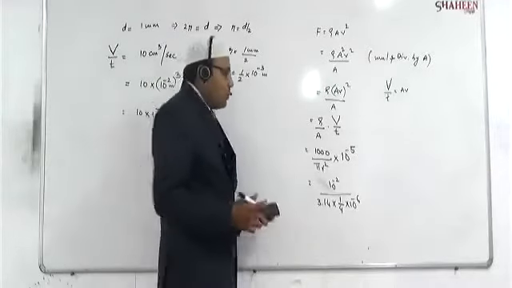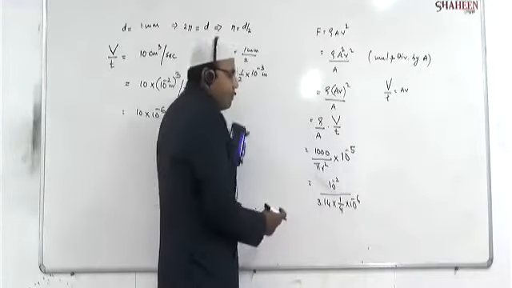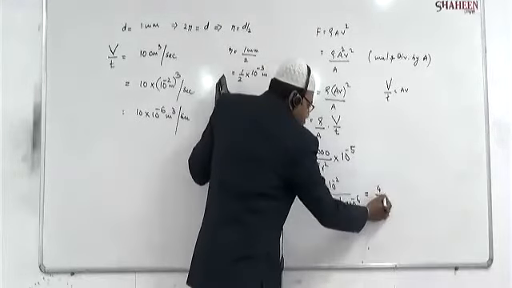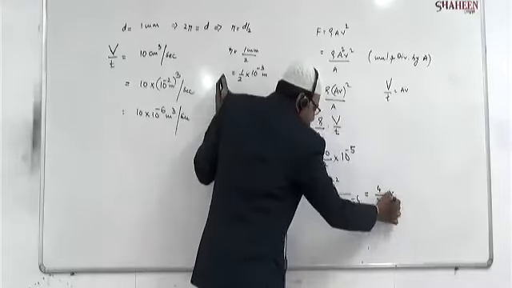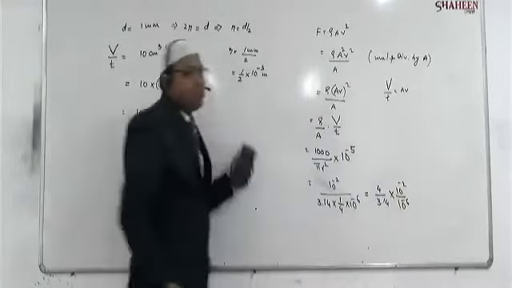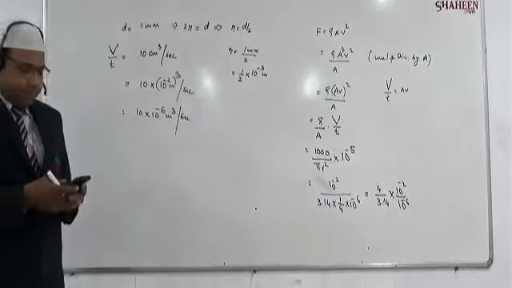So therefore if you take this up, so what it becomes, 4 by 3.14 into 10 power of minus 2 by 10 power of minus 6. इसको सिंप्लीफाई कर लीजिए, that is your answer.